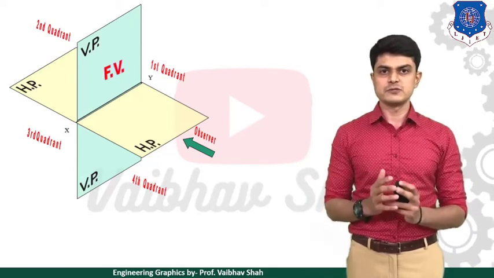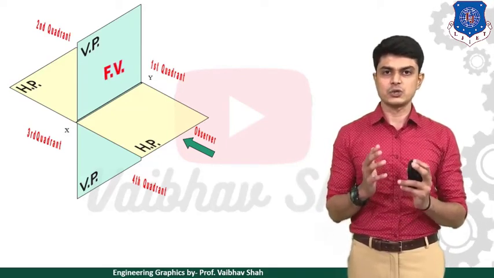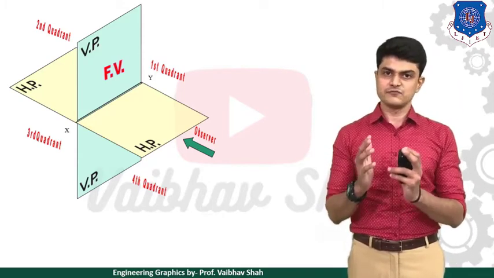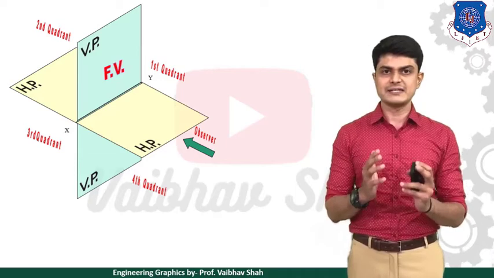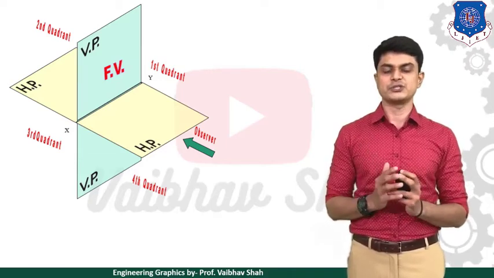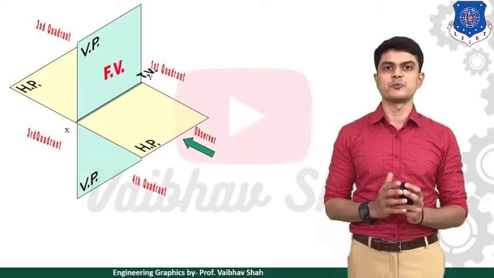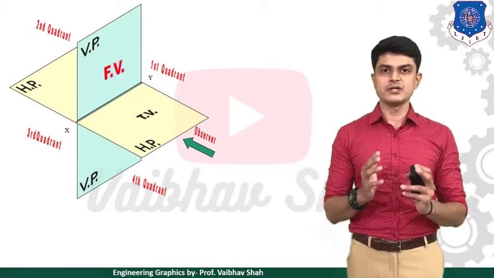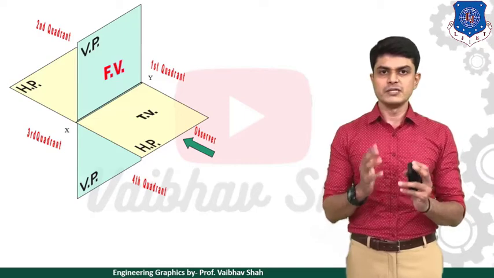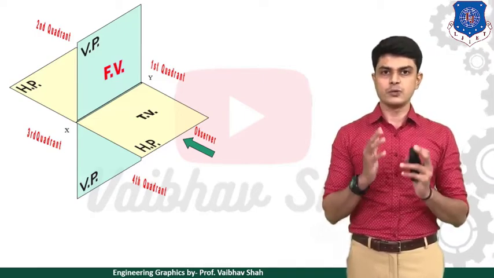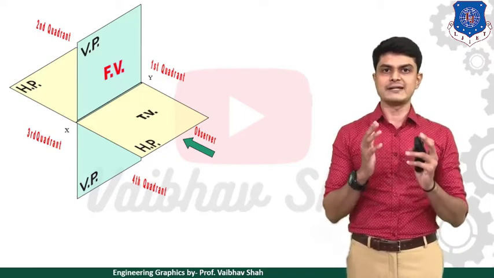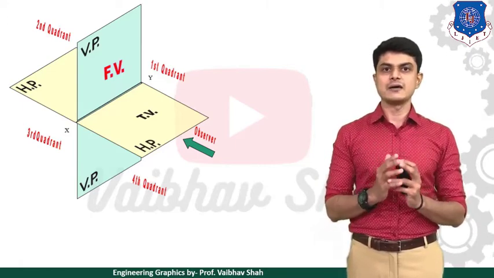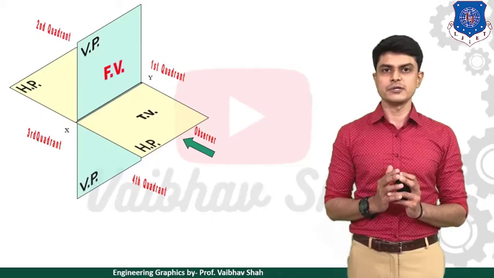Now let us suppose we are taking the top view from the top direction. Our object is placed in the first quadrant itself, and now we are taking the view from the top direction, then we get its top view projected on the horizontal plane. So always remember, whenever you are taking the front view, the front view will always lie on the vertical plane, and whenever you are taking the top view, the top view will always lie on the horizontal plane.